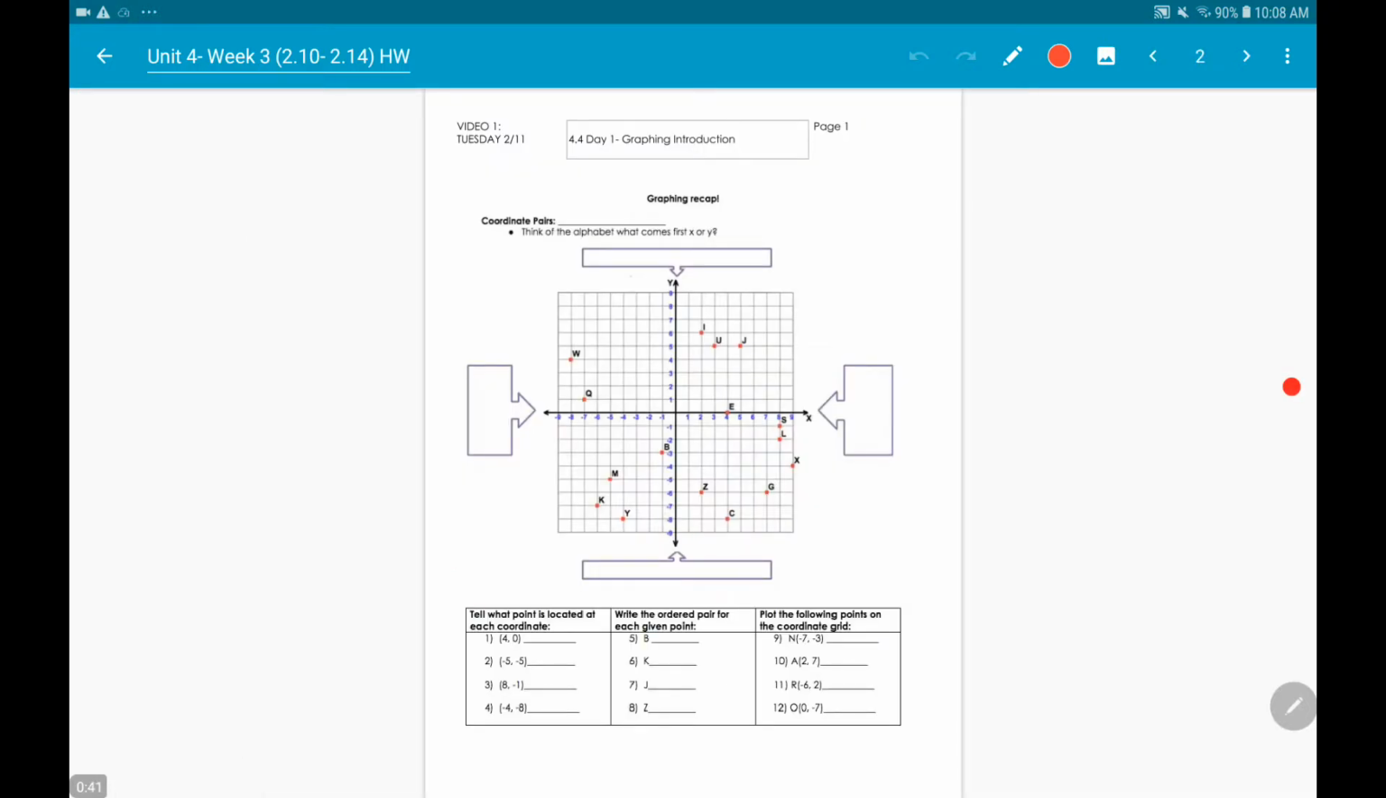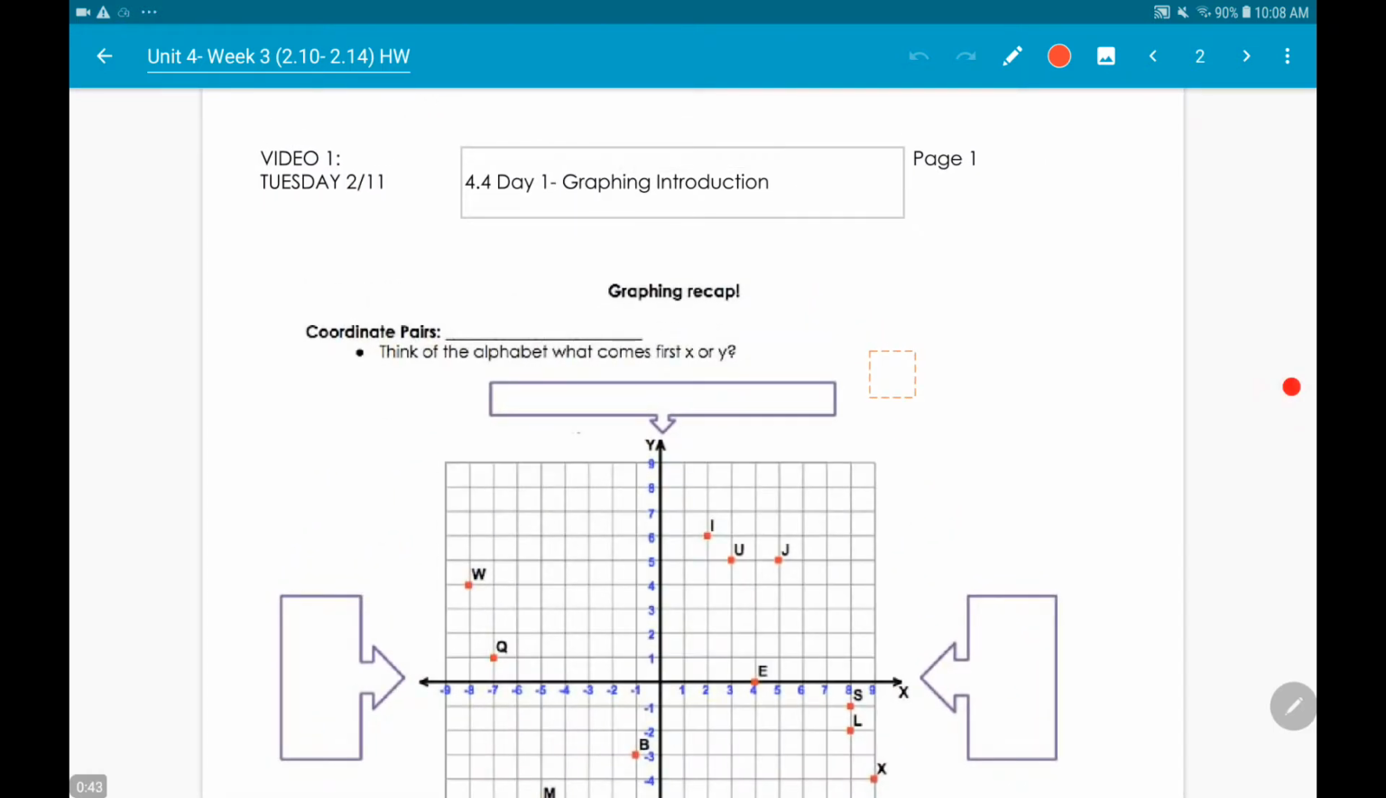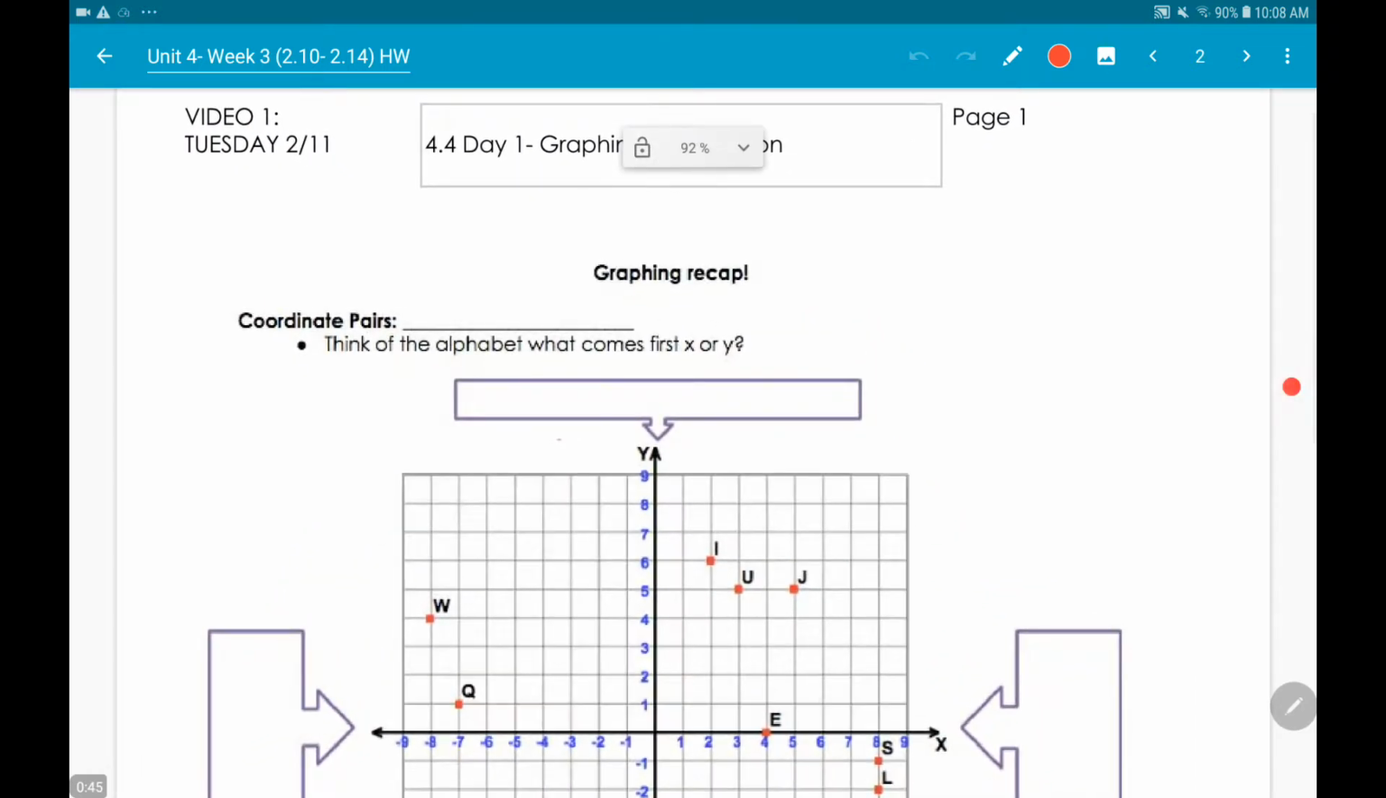All right, before we talk about graphing linear functions tomorrow, we want to make sure everyone gets a graphing recap. So when we talk about coordinate pairs, we're talking about x comma y. Think of what in the alphabet comes first: x. So that means in my coordinate pair, x is always the first number.